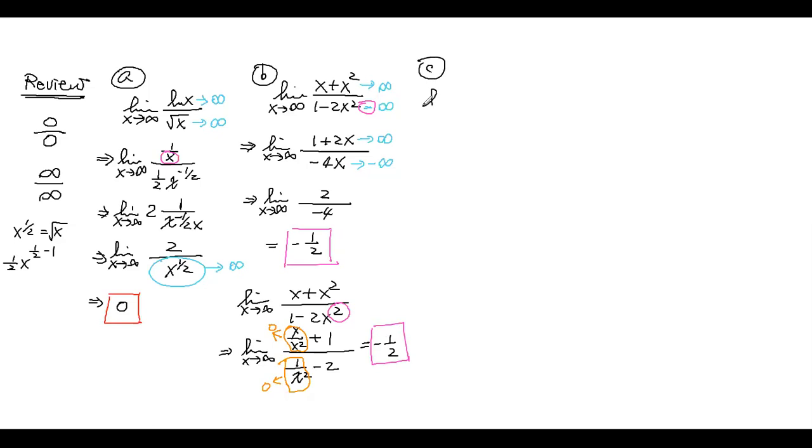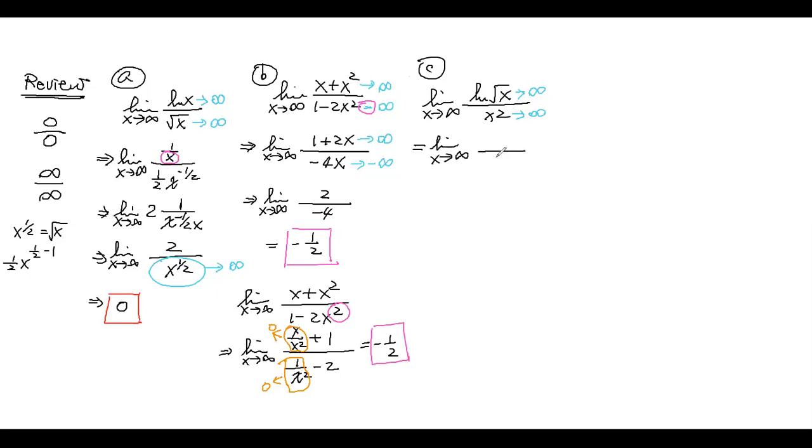Part C is the limit as x approaches infinity of the natural log of the square root of x, over x squared. As we say, you always check: when x approaches infinity, what does this one approach? It approaches infinity. What does x squared approach? It approaches infinity. So I know, okay, I can use L'Hopital's rule.